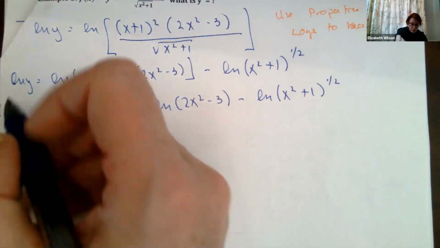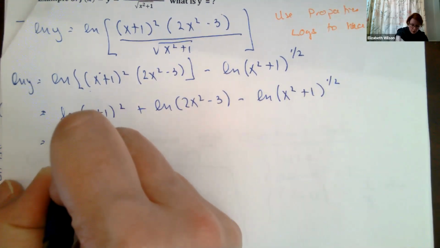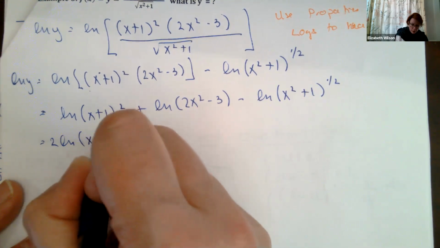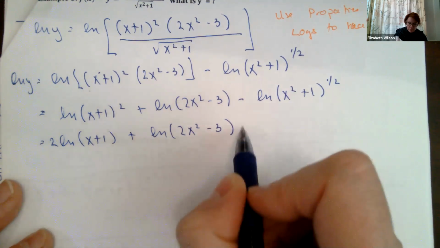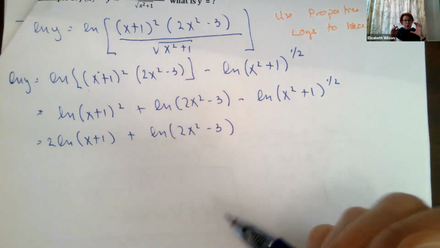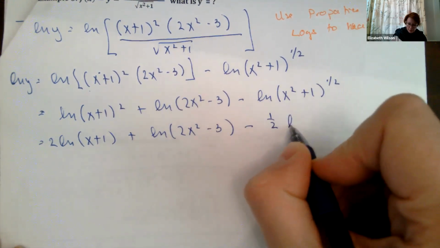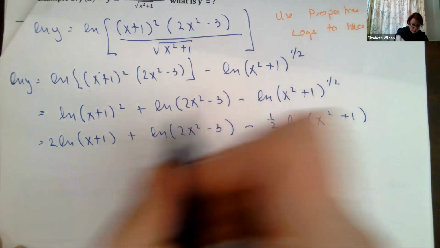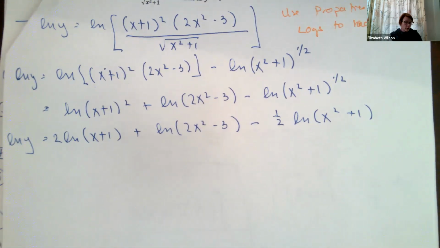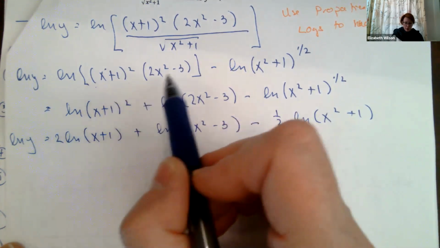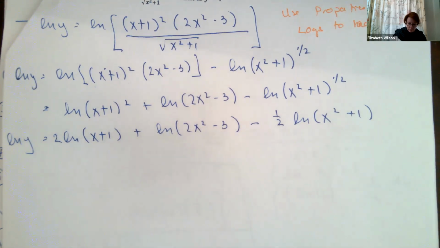Okay. All right, so let's deal with our exponents. So now this is 2 times the natural log of x plus 1, plus the natural log of 2x squared minus 3. I can't do anything about what's inside here because it's inside of a block. It's an equation on its own. Minus, I've got an exponent right here, 1/2 ln of x squared plus 1. This is equal to the ln of y. Okay, so all we've done so far is just exploit our properties of logs: our product property, our division property, our exponent property. Okay, now we're going to take the derivative of both sides.